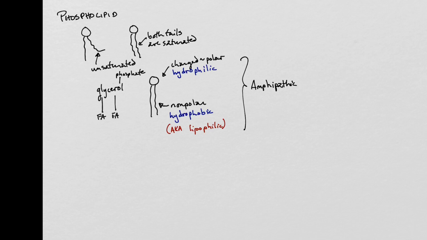Amphipathic. Kind of think about it like ambidextrous. Somebody who's ambidextrous is able to use both their right and left hand to write. And in this case, amphipathic means that it is a single molecule with both a hydrophobic and a hydrophilic part.